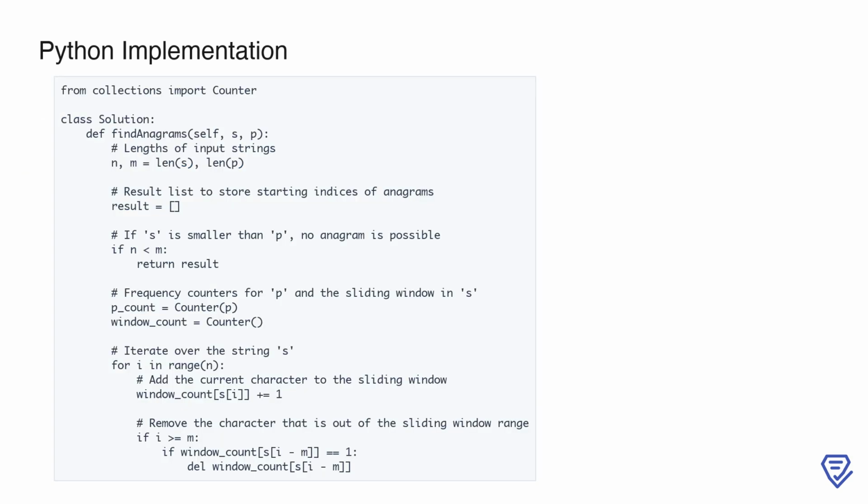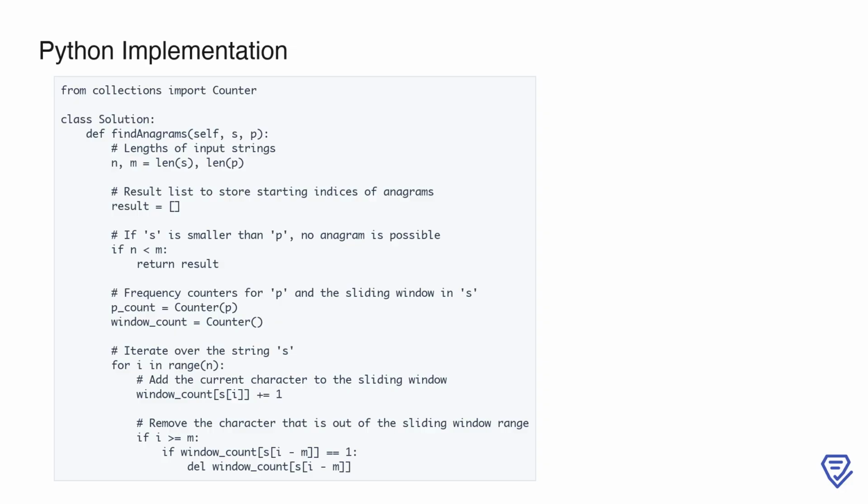Here, we begin by importing the Counter class from the collections module, which will help us efficiently track character frequencies. Then, we define a class named Solution with a method findAnagrams that takes two inputs, the string s and the pattern p. Next, we calculate the lengths of these strings and store them in n and m, respectively. We also initialize an empty list called result, which will eventually hold the starting indices of all anagrams of p found in s. Before proceeding, we handle a base case. If the length of s is smaller than p, it's impossible to find an anagram, so we simply return the empty result list.